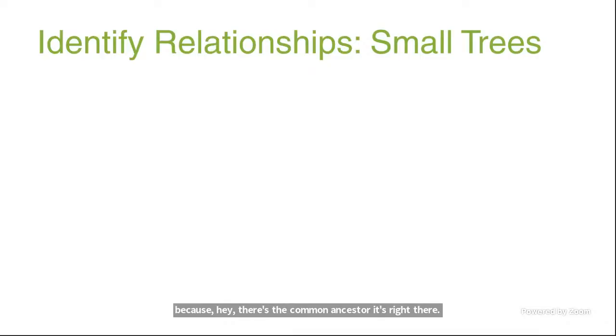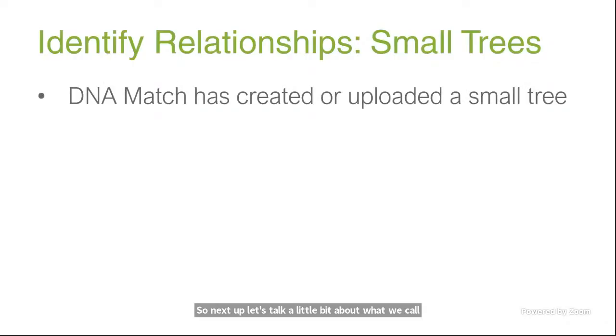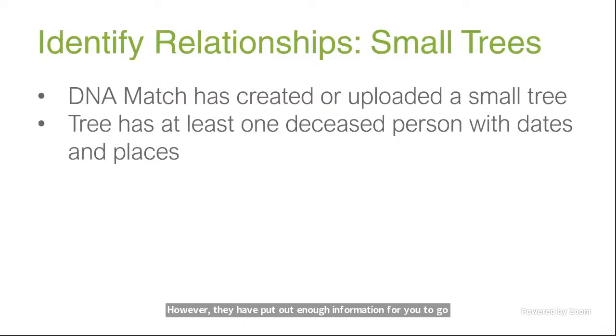So next up, let's talk a little bit about what I call small trees or baby trees. Small trees are trees where people have actually started putting information out there, but they haven't put out enough on their own tree for you to find the common ancestor. However, they have put out enough information for you to go and figure it out.